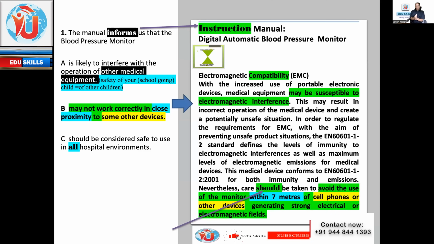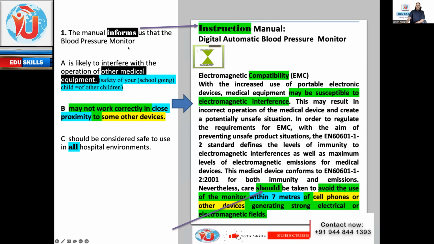You get that idea? If you don't get it, you have to ask me, because this is very important. This is the type of question they repeatedly ask. Maybe the manual or instruction or the text may change, but the gist of the question is this. They will confuse you with the answer. It looks as if it's correct. May not work correctly in close proximity to some other devices. Which one? Now you have to read.